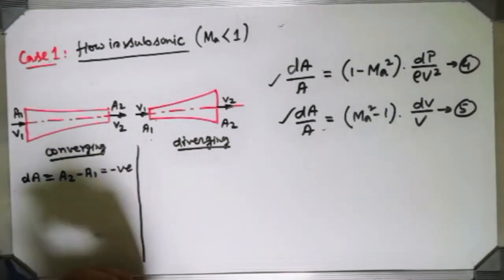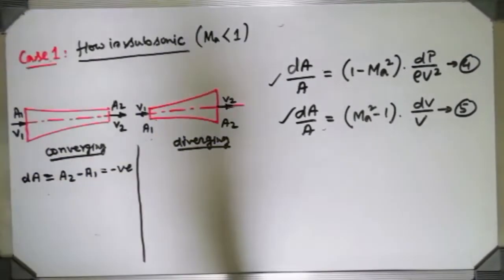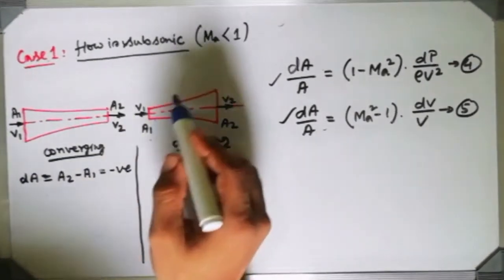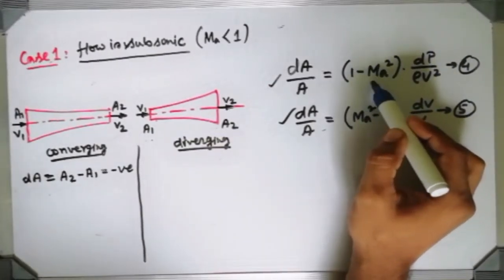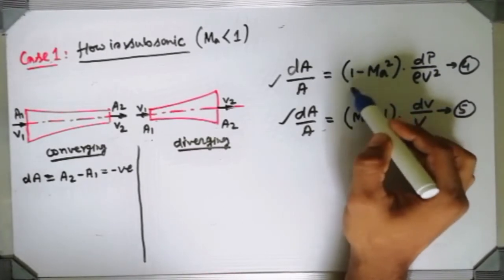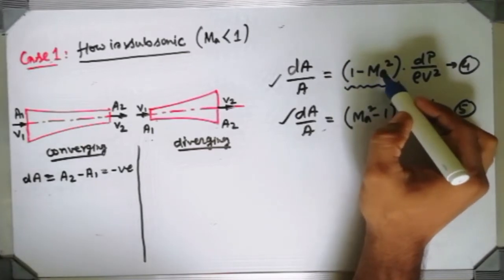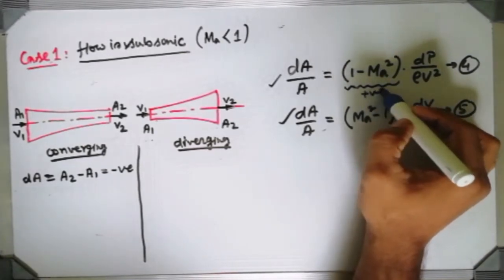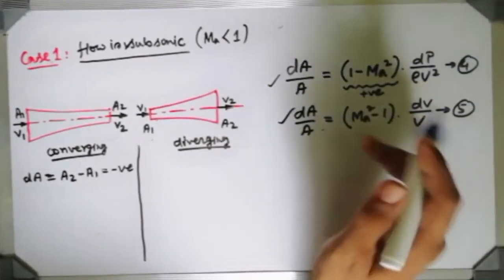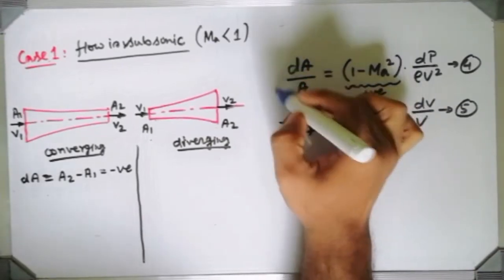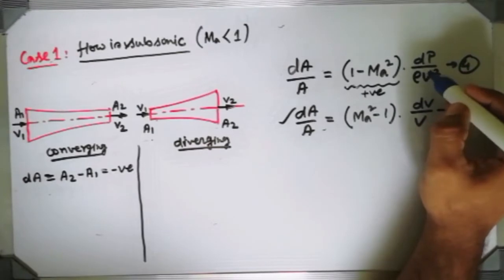Now see that velocity we are talking about. First, the Mach number is less than 1. So if the Mach number value is less than 1, then this part, the bracketed part, will give you a positive result, isn't it? While Mach number is less than 1, this part will give you a positive value. What does this mean? That means the sign of the left hand side and the sign of this dp by rho v square, both of them will be positive.